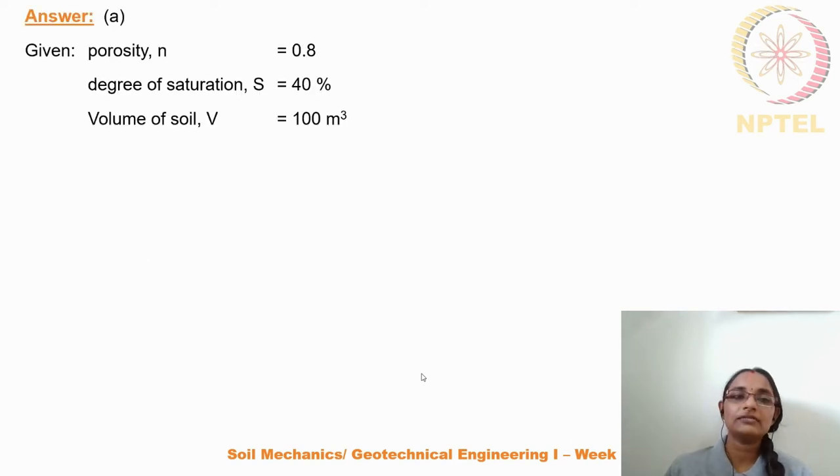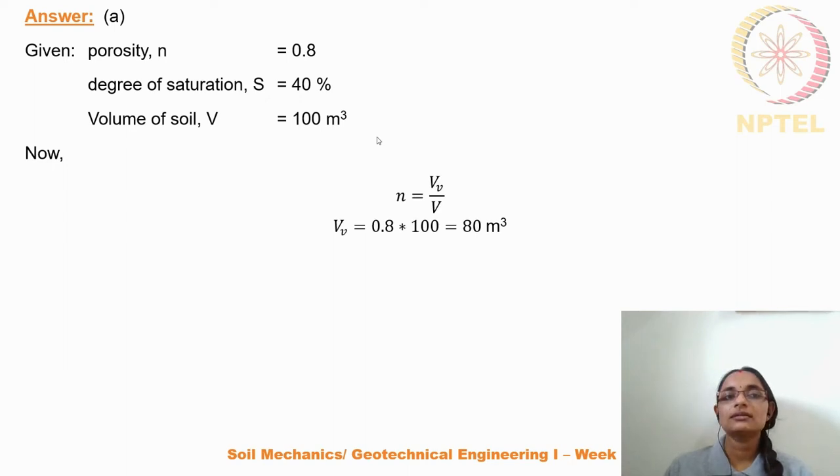As in the previous problem, we are given porosity n as 0.8, degree of saturation S as 40%, volume of soil V as 100 meter cube. Porosity is equal to Vv by V, and hence volume of voids is equal to 80 meter cube. I hope everyone has understood till this.